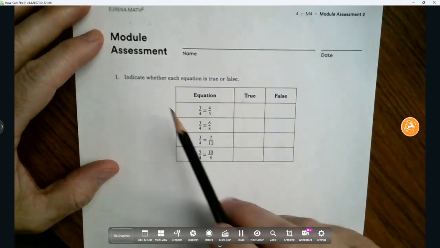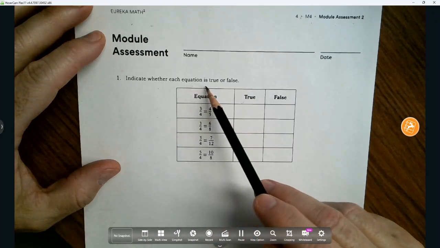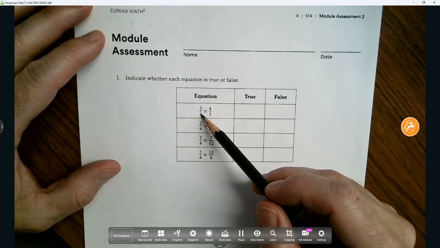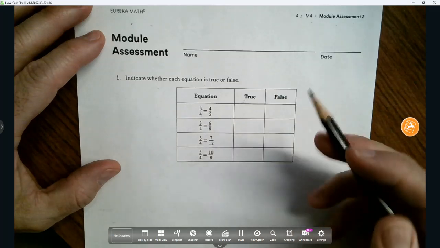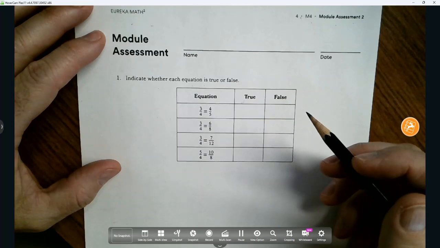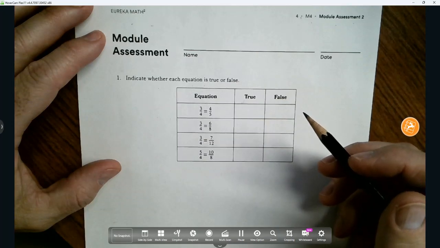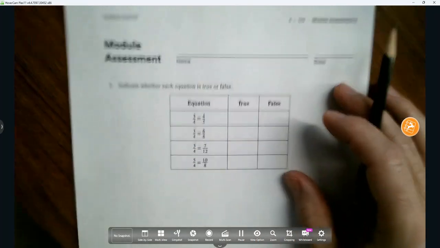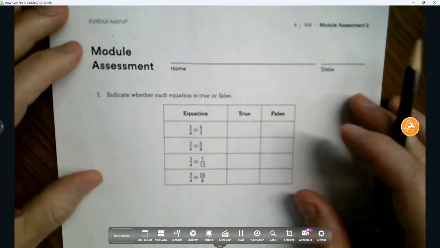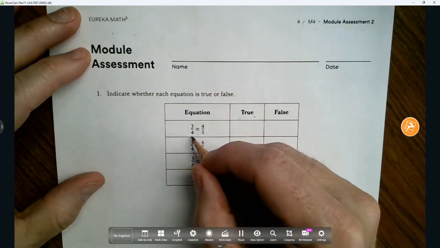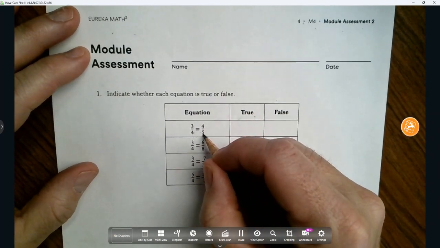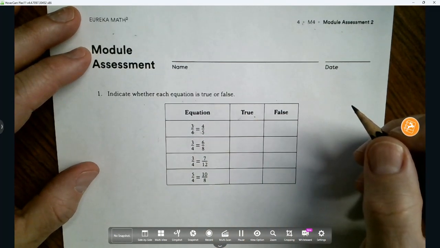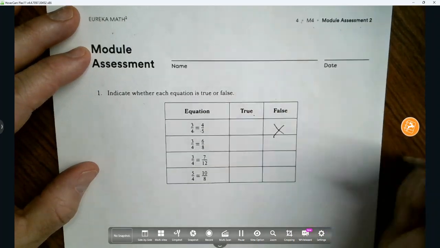All right, let's look at this. Indicate whether each equation is true or false. So you need to say on this one, is 3/4 the same as 4/5? Well, the bottoms are different, but they could be different the same. But what we need to look at is, can we multiply 4 by any number to get 5? Or can we multiply 5 by any number to get 4? No, we can't. So this would be false.